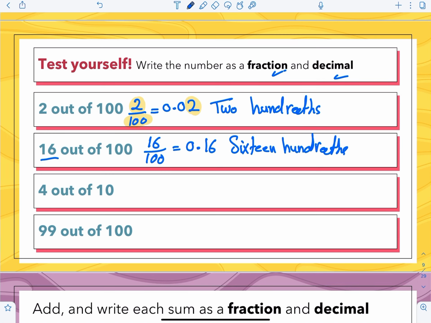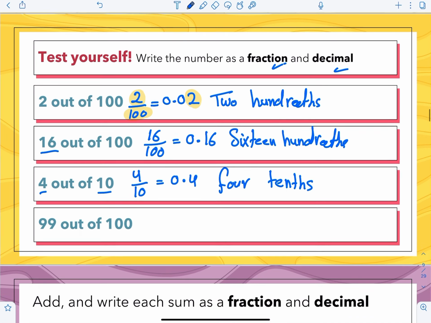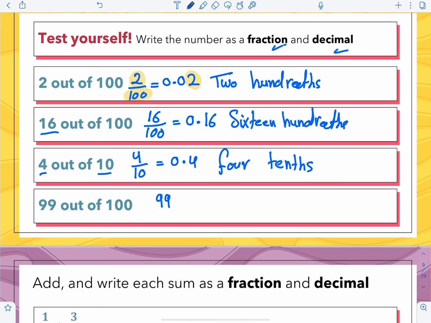16 hundredths. Then I have 4 out of 10. So this is 4 over 10 equals 0.4 in decimal, and in words this is going to be 4 tenths. So 4 tenths. And lastly, I have 99 over 100, which equals 0.99 as a decimal, and in words this is going to be 99 hundredths.